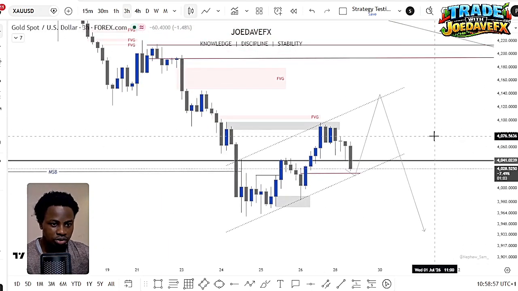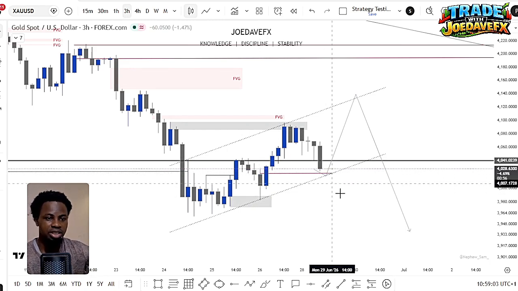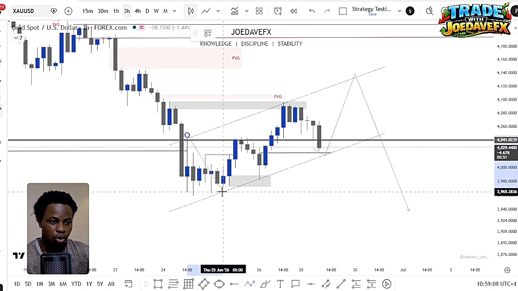Looking at this on the 3H time frame, we actually see this was the same order block I marked on the 4H time frame. We still have that same order block right here on the 3H time frame. And if you look at this 3H time frame structure right from this point, you will see that this is a low, we have a high.